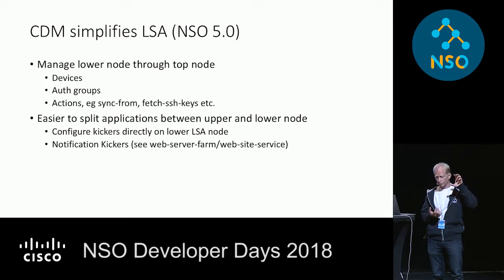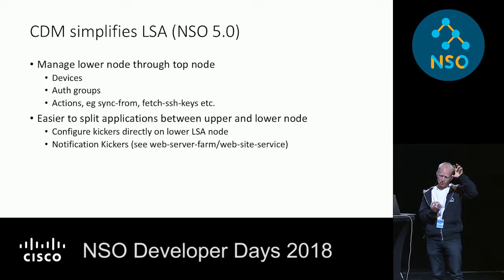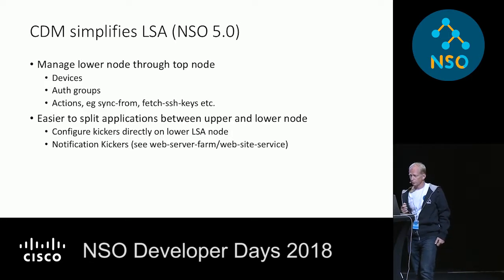It's the same problem as in 4.0. It's the same problem as before. You have the NCS namespace on the lower LSA node, and you have it on the upper one, which means that they can't talk. They can't communicate or make changes in the NCS namespace, but with CDM they can. So I'll show that in a demo towards the end here.